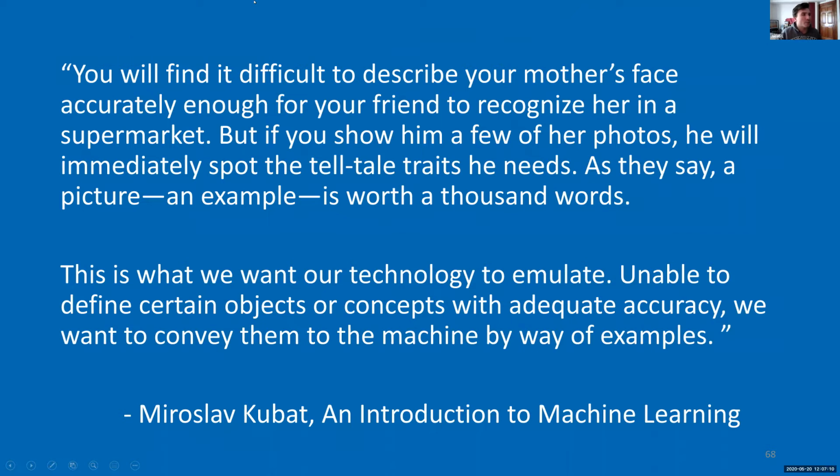You'll find it difficult to describe your mother's face accurately enough for your friend to recognize her in a supermarket. But if you show him a few of her photos, he will immediately spot the telltale traits he needs. As they say, a picture, an example, is worth 1,000 words. This is what we want our technology to emulate. Unable to define certain objects or concepts with adequate accuracy, we want to convey them to the machine by way of examples.